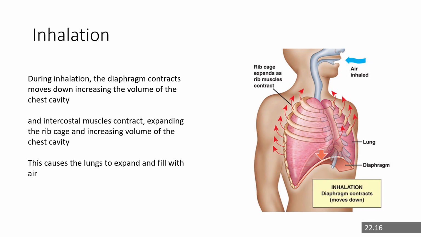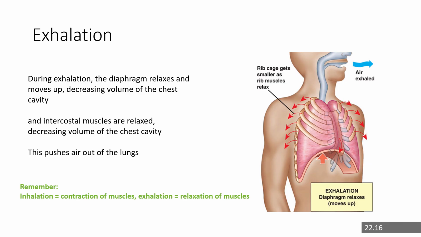During inhalation, the diaphragm contracts and moves down. This creates more space for the lungs to expand and fill with air. At the same time, the intercostal muscles contract, pulling the rib cage open. When we exhale, the diaphragm and intercostal muscles relax, decreasing the volume of the chest cavity. This pushes air out of your lungs.